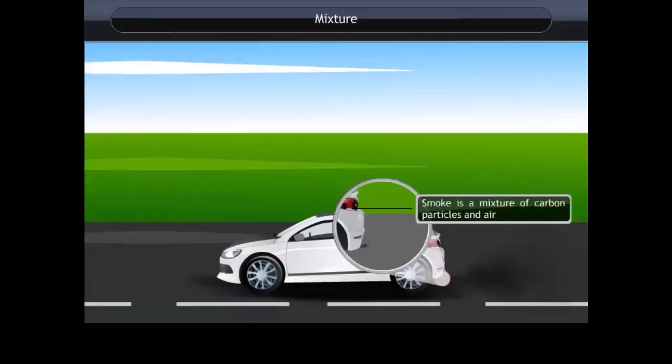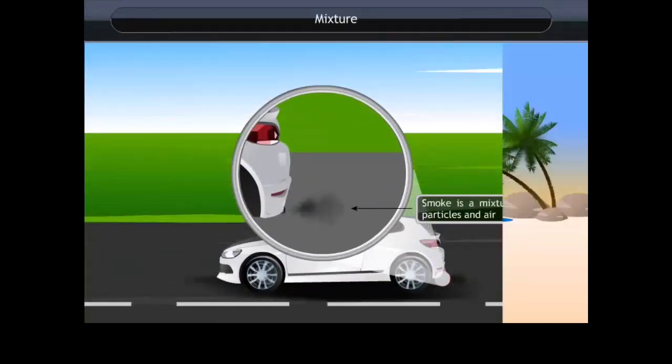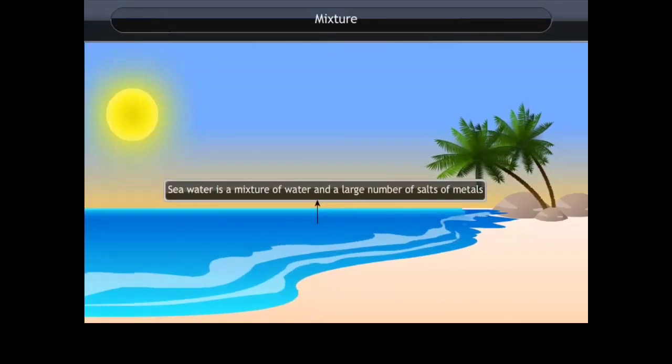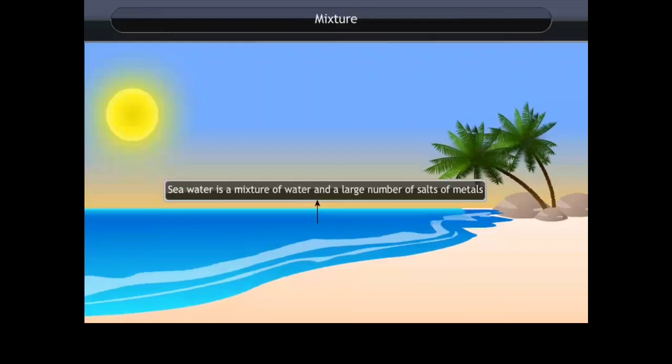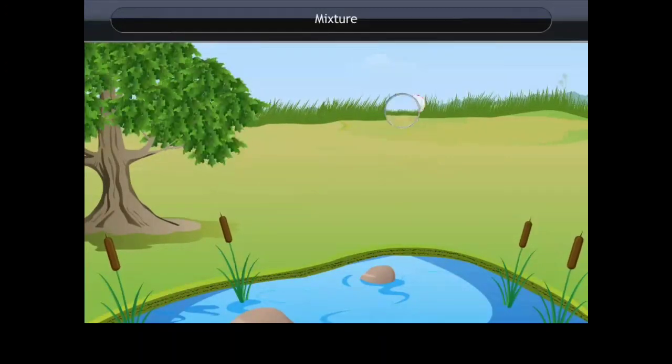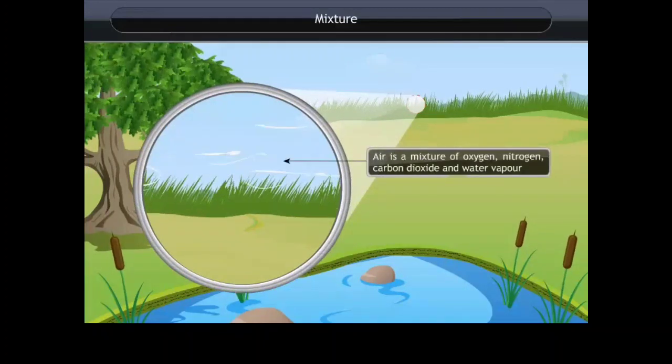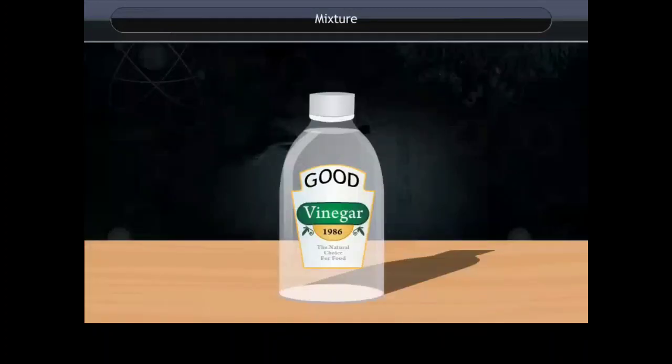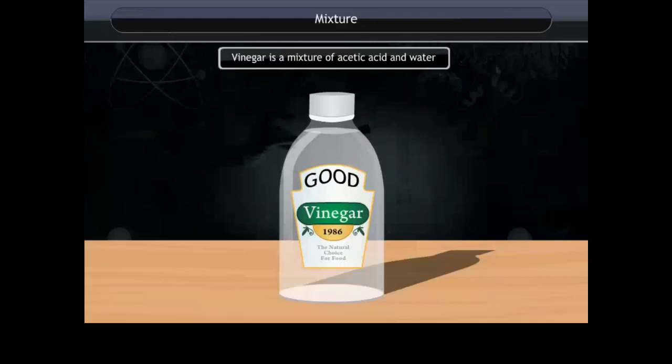Smoke is a mixture of carbon particles and air. Sea water is a mixture of water and a large number of salts of metals. Air is a mixture of oxygen, nitrogen, carbon dioxide and water vapor. Vinegar is a mixture of acetic acid and water.